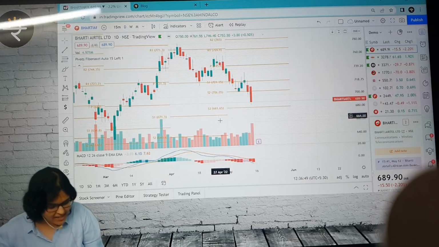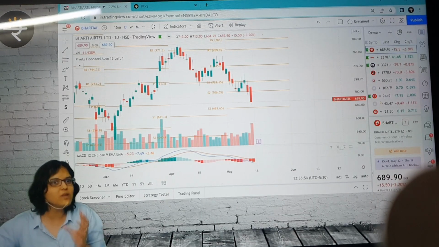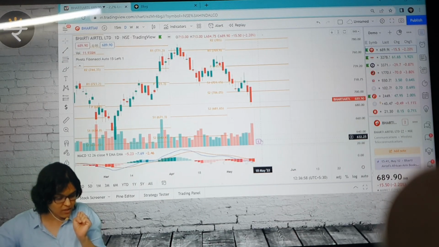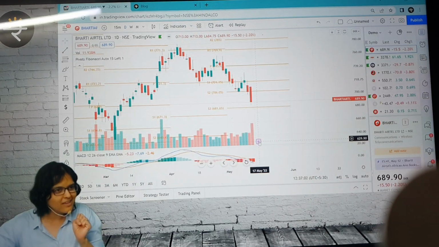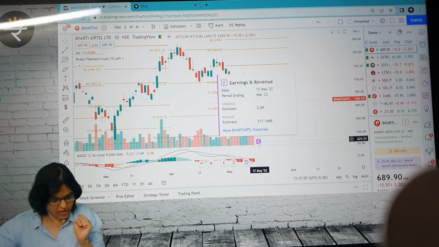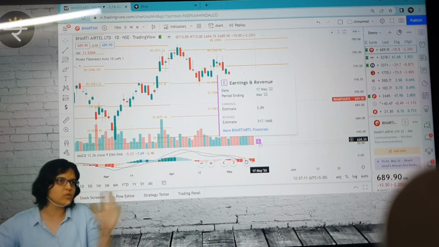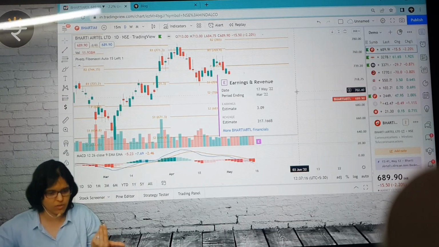That is 681. So even if it goes down from here, can I say the low is very near? I know that the low is near. And plus here you can see E. What is it? Earnings. 17th May, as per TradingView, I have not confirmed with the NSE website. Most authentic data I find on the NSE website, so you can also cross check whether on 17th the date is confirmed or not.